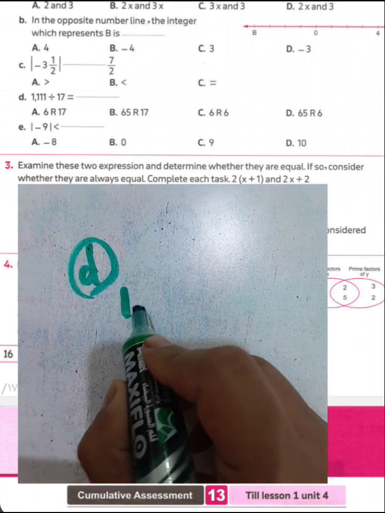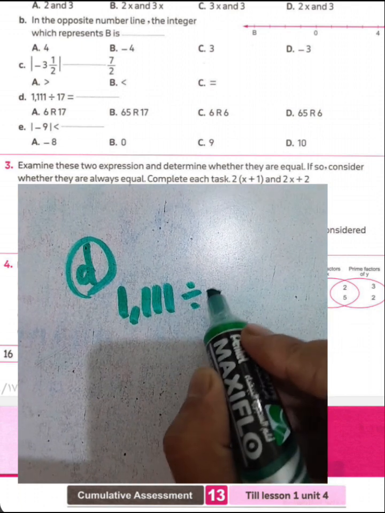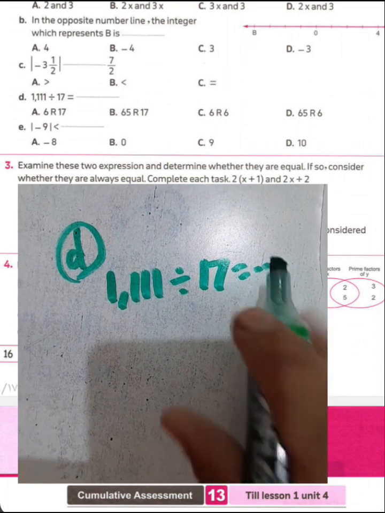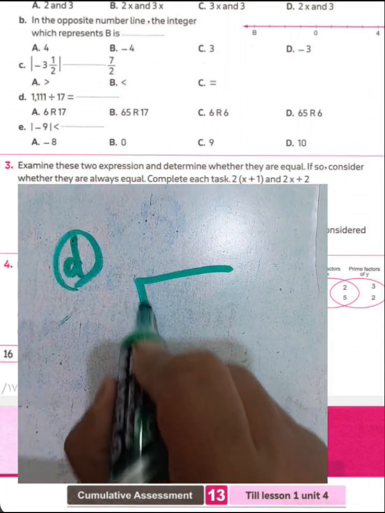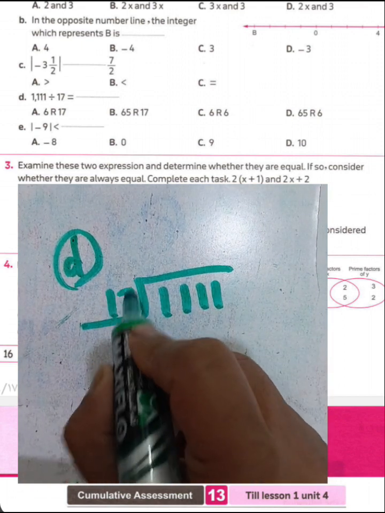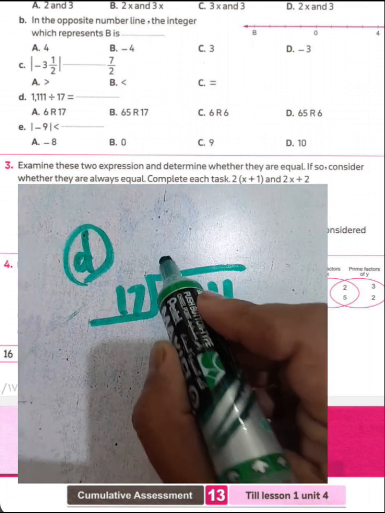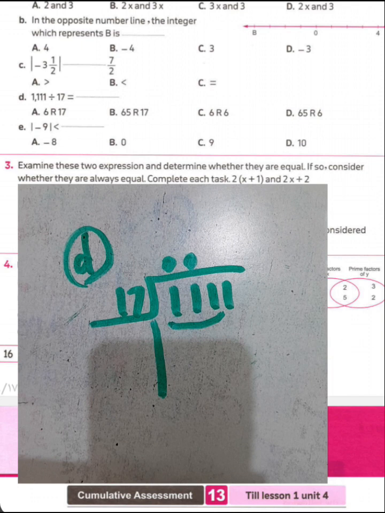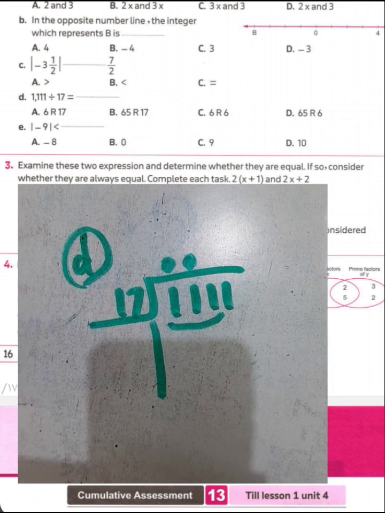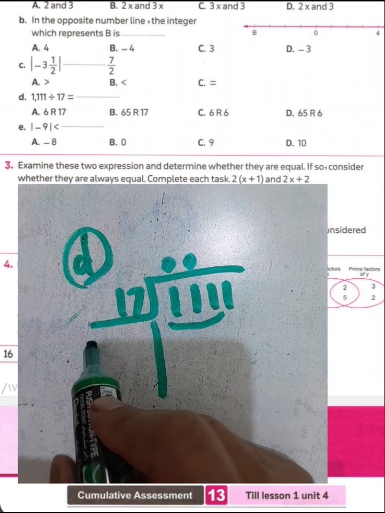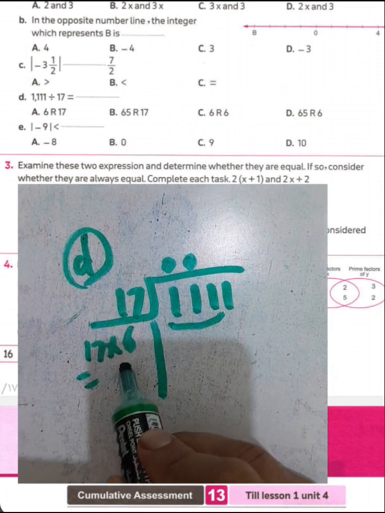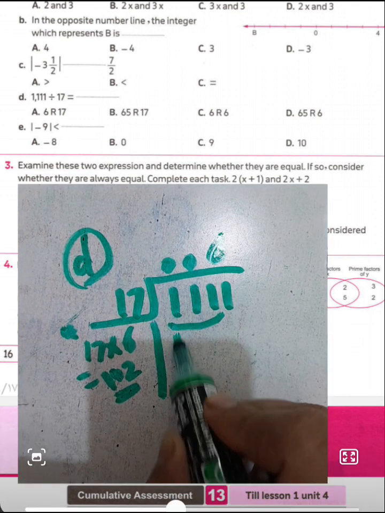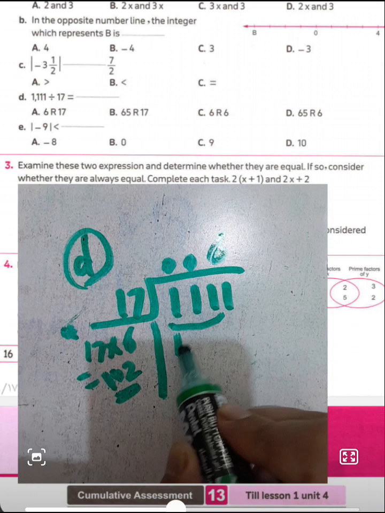1111 divided by 17. 1 divided by 17 is less, so we can write 111 divided by 17. We must know the digit multiplied by 17 whose result will be nearest to 111. Put 6. Okay, again, 17 times 6 equals what? 6 times 7 equals 42. Write 2 and carry 4.